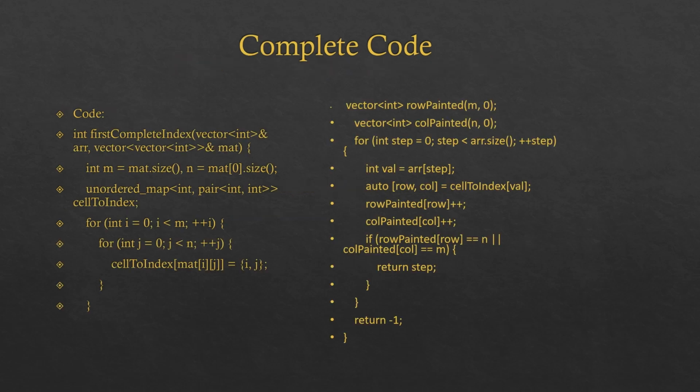Here is the complete code that implements the solution. We start by mapping the matrix values to their row and column indices. Then we initialize arrays to track the number of painted cells in each row and column. We loop through the painting steps, updating the counts and checking for a fully painted row or column. Finally, if a complete row or column is found, we return the step index.